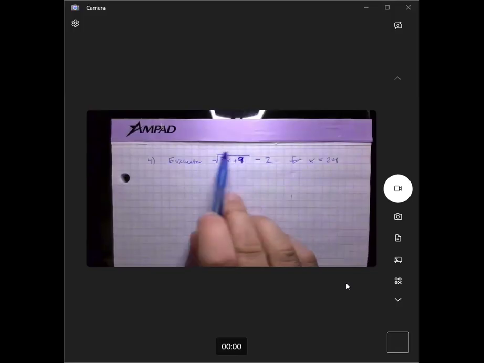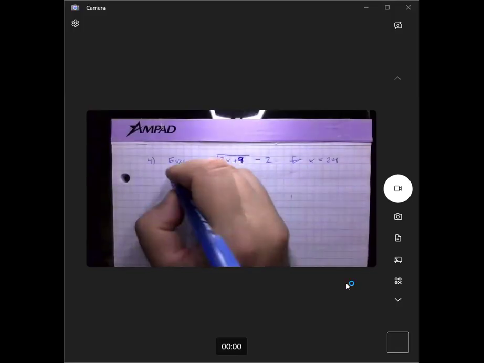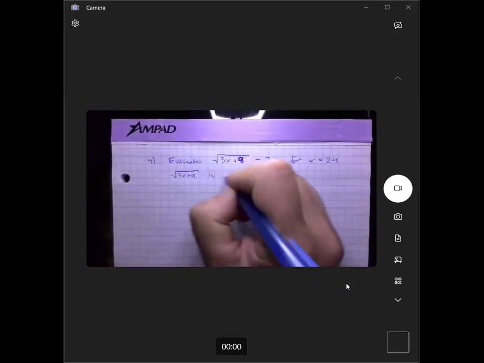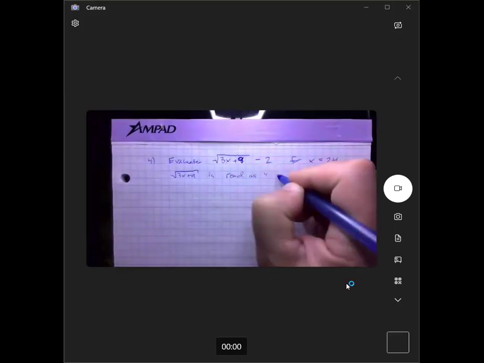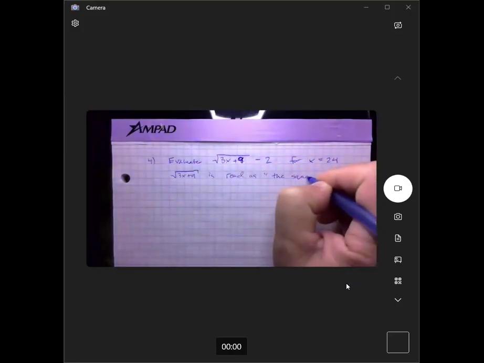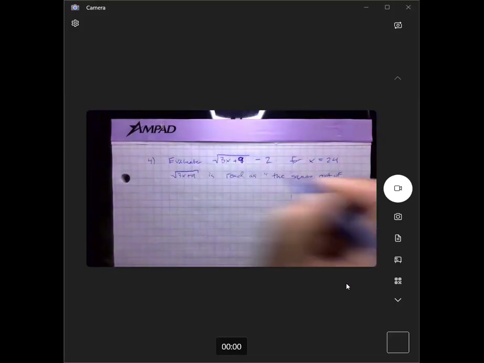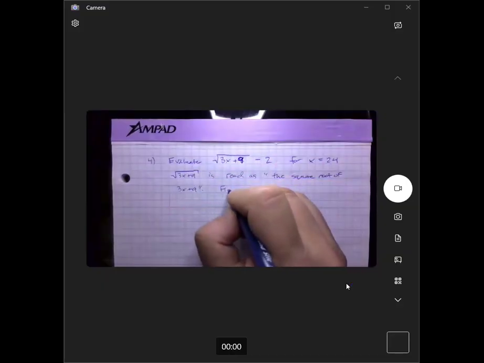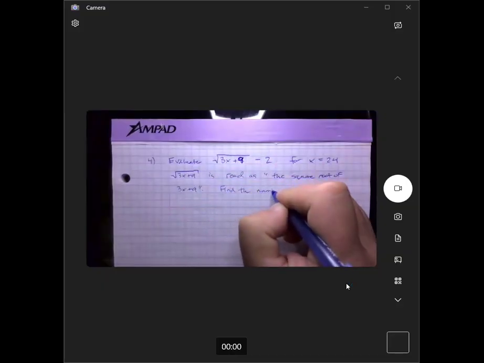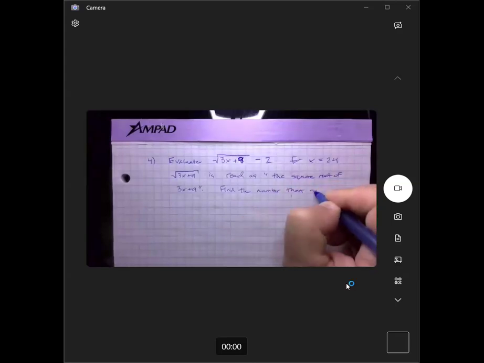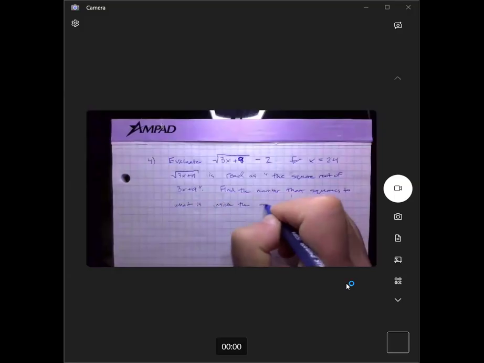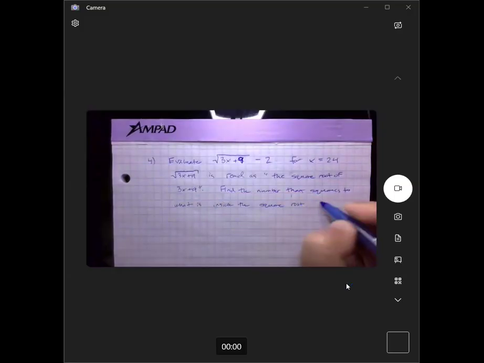So again, we need to recognize that this mathematical symbol is read as the square root of 3x plus 9. And the operation is: find the number that squares to what is inside the square root symbol.